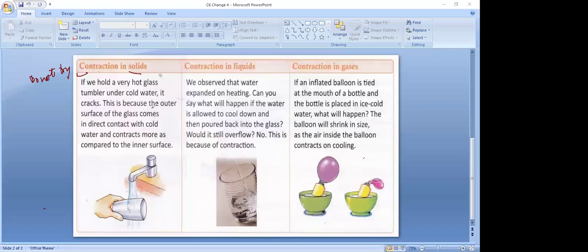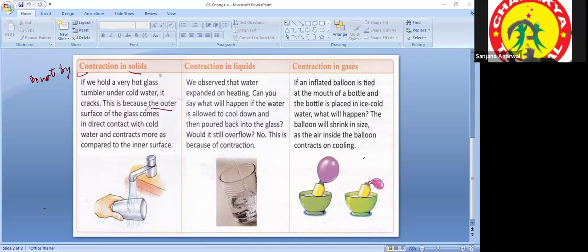Does this happen to a steel glass also? No, not steel. It is for glass. This is because the outer surface of glass comes in direct contact with the cold water and contracts more as compared to the inner surface. So due to the temperature difference between the outer and inner surfaces, this will happen. Fine.